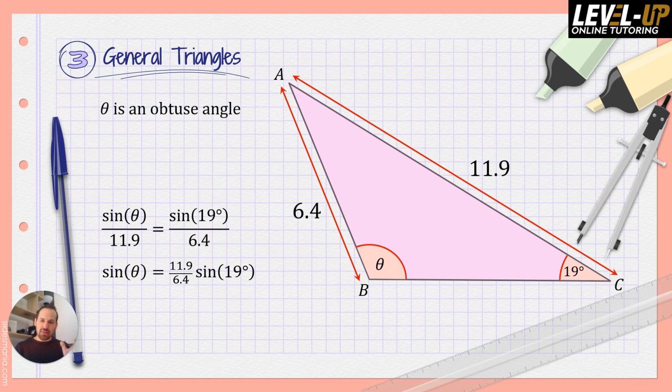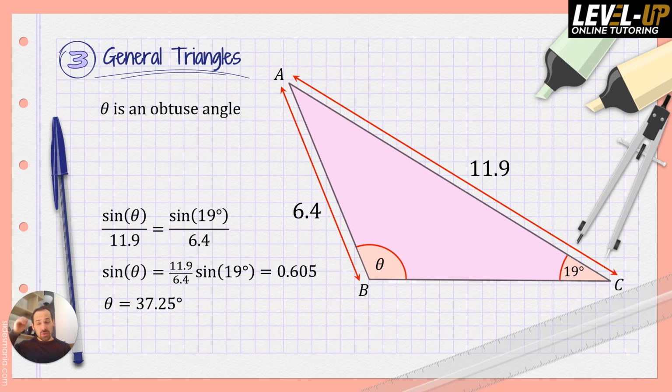So we calculate the value on the right, plug it into our calculator, and do the sine inverse of that value. That value comes out to 0.605. If we now do sine inverse of 0.605, we get a value for theta of 37.25. Now, that should look funny, because we were told theta is an obtuse angle. And remember, obtuse is between 90 and 180.